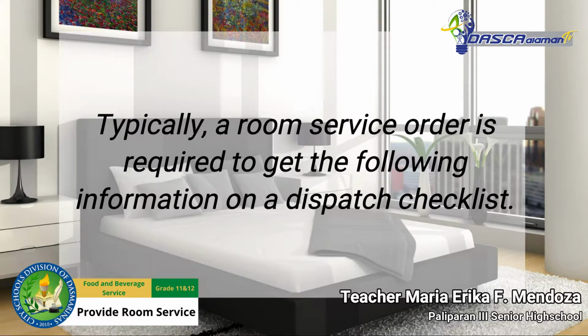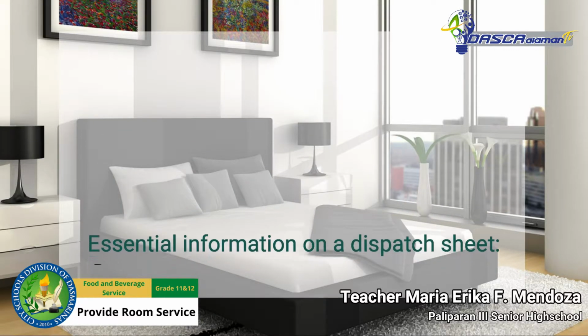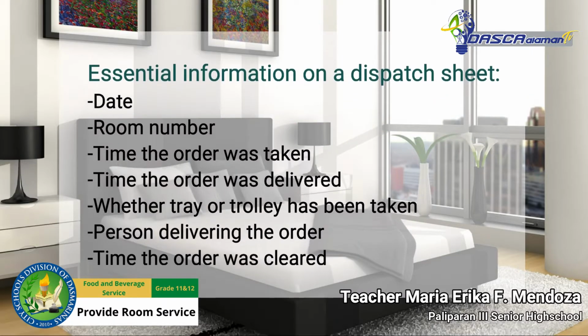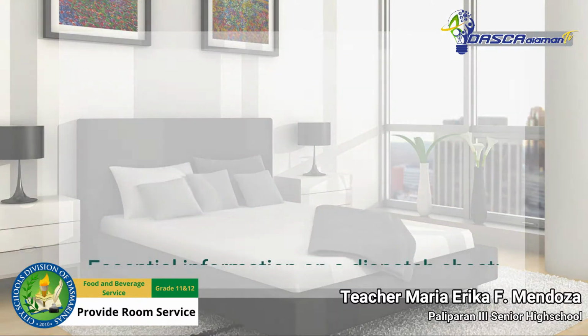Typically, a room service order is required to get the following information on the dispatch checklist: the date, room number, time the order was taken, time the order was delivered, whether the tray or trolley has been taken, the person delivering the order, and the time the order was cleared.